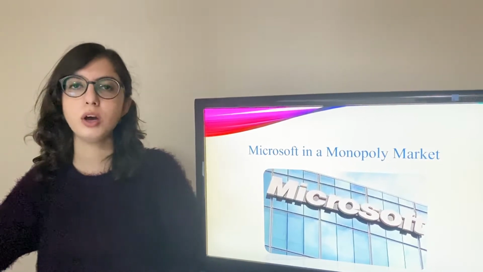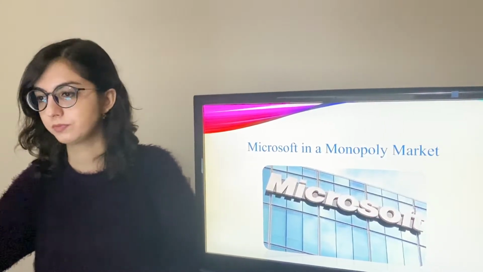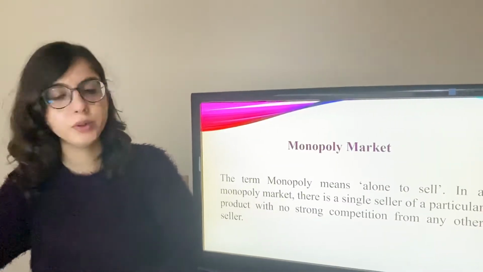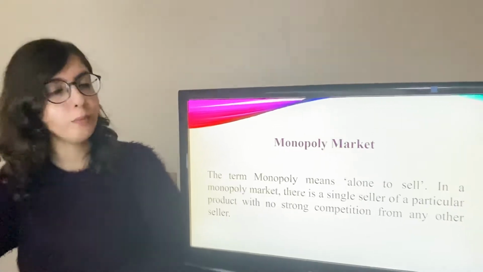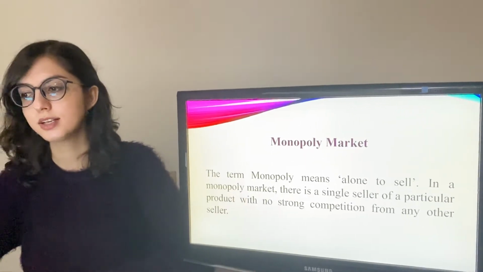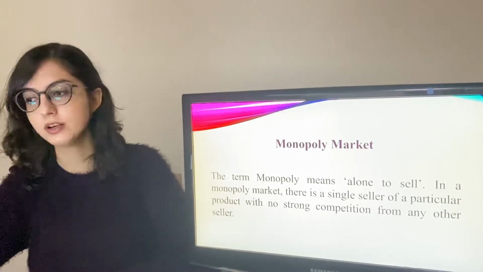Today I'm going to talk about Microsoft in a monopoly market. What's a monopoly market? The term monopoly means alone to sell. In a monopoly market, there is a single seller of a particular product with no strong competition from any other seller.